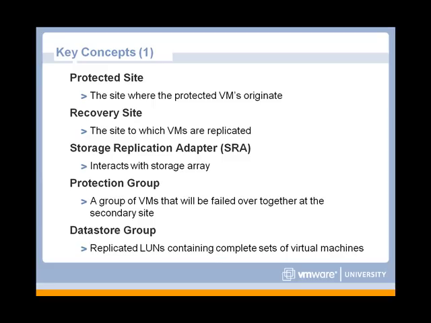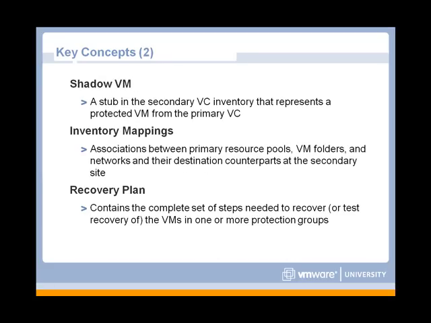The next set of concepts we need to talk about is the shadow VM. I mentioned that earlier, but just to reiterate, a shadow VM is the stub of information that actually contains enough information to allow that particular virtual machine to be added to the Virtual Center inventory located at the recovery site. Your inventory mappings are associations between the primary resource pools, folders, and networks, and their destination counterparts at the secondary site. And of course, the recovery plan is the completed set of steps needed to recover or test.